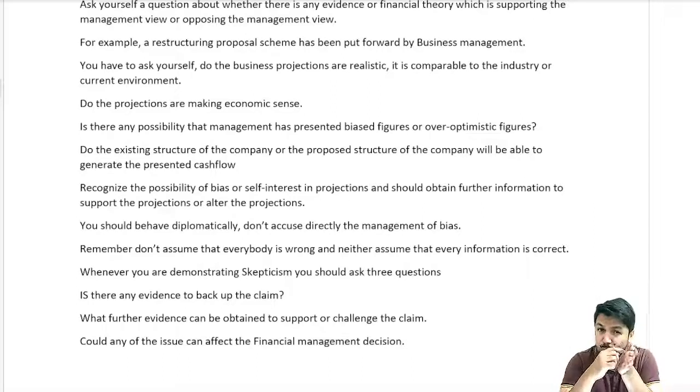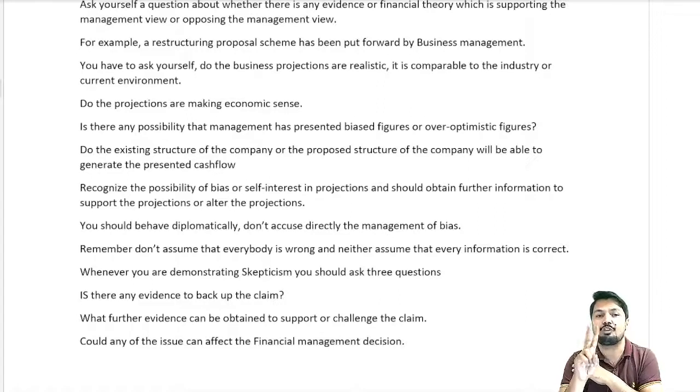Is there any growth in the environment? Is the industry growing? Is the economy growing? If, for example, management is saying we will achieve 30% gearing, are we paying the debt on a regular basis? Are we increasing the equity? If not, then how can it be possible that your gearing will reduce? So the number one question you will ask is, is there any evidence to back up the claim?